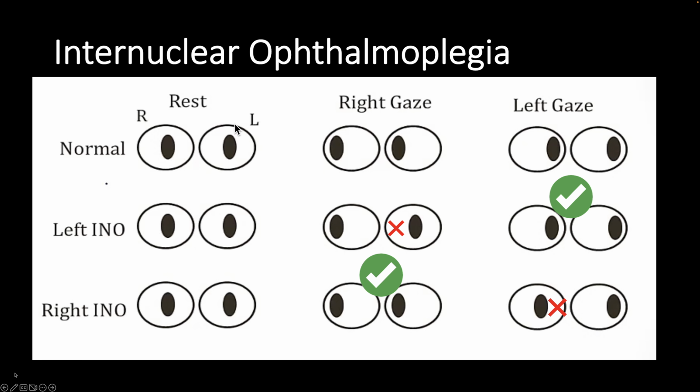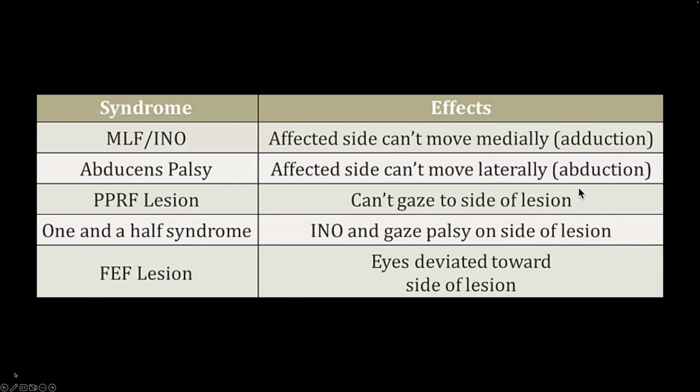Now, very quickly, what is internuclear ophthalmoplegia? Normal is how it looks at rest. Right gaze works. Left gaze, everything works. If you have a left internuclear ophthalmoplegia, left gaze works, but if you want to do a right gaze, the left eye cannot move toward the right. It has to do with the pathway I talked about. Same thing with a right internuclear ophthalmoplegia: right gaze is okay, but the right eye can't do left gaze.